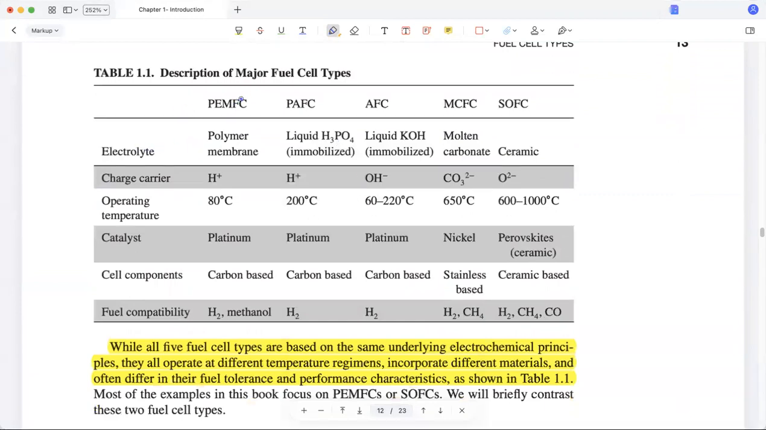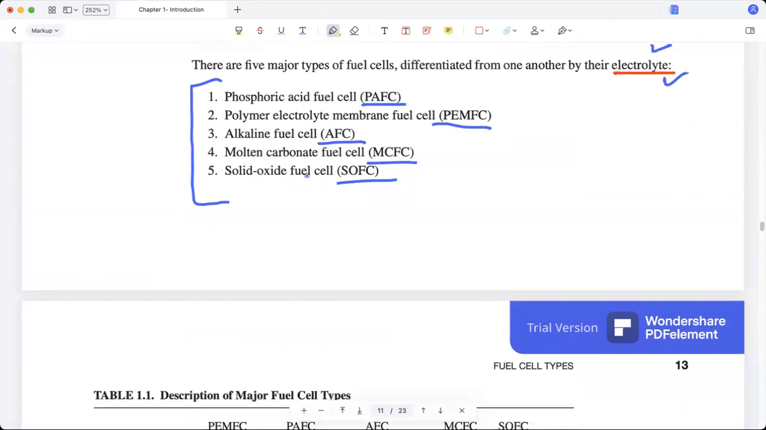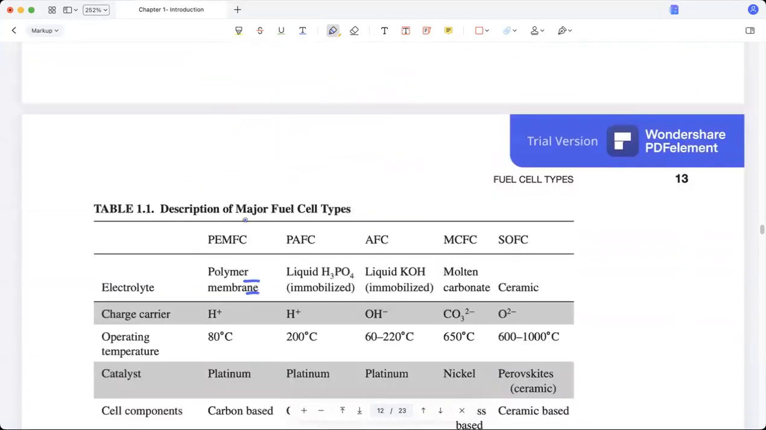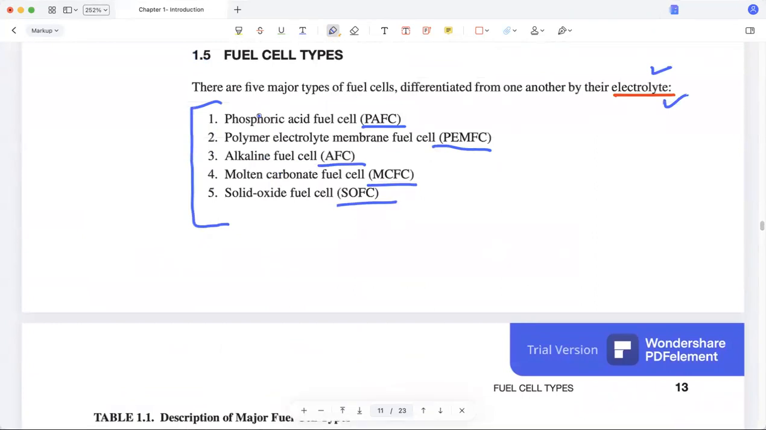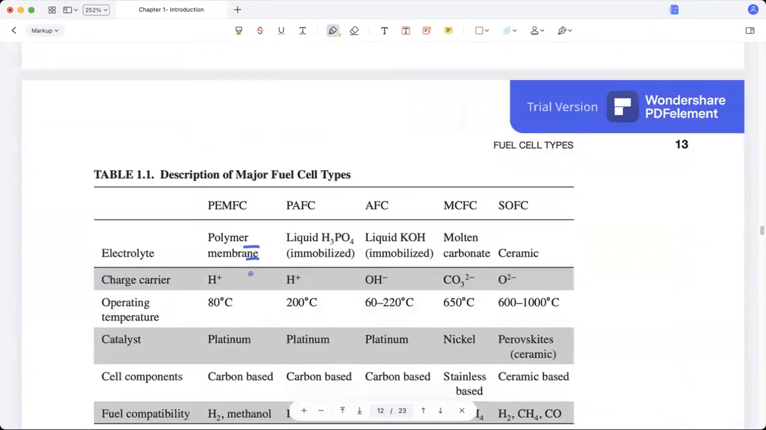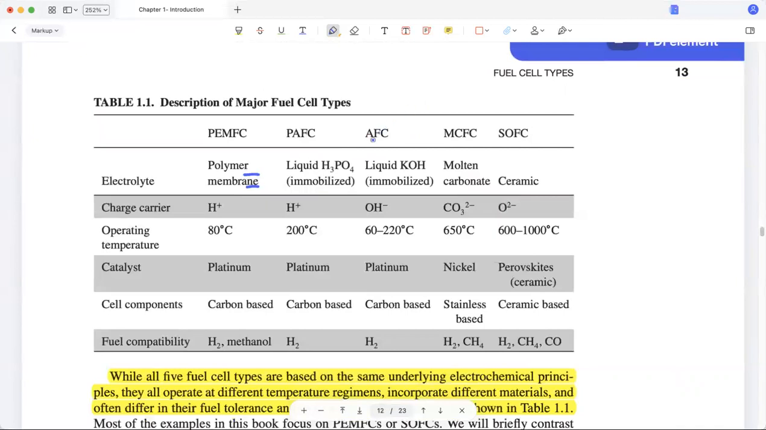The electrolyte used in PEMFC is the polymer membrane, which comes from its name, polymer electrolyte membrane fuel cell. PAFC has an electrolyte which is liquid H3PO4 immobilized, and its name is phosphoric acid fuel cell. So it has liquid phosphoric acid. AFC is your liquid KOH, and MCFC has molten carbonate. SOFC has ceramic. Then you have the charge carrier in the PEMFC is your proton.